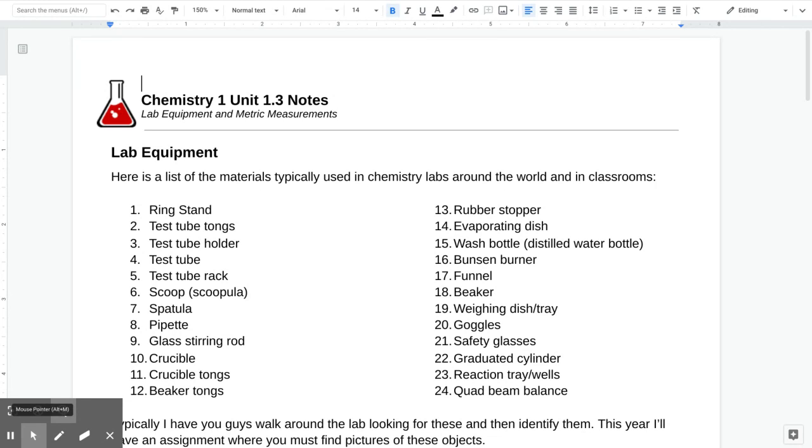I'm going to have an assignment for you guys, or at least I planned on it. Maybe I won't. We'll see. But here's a list of all these materials.